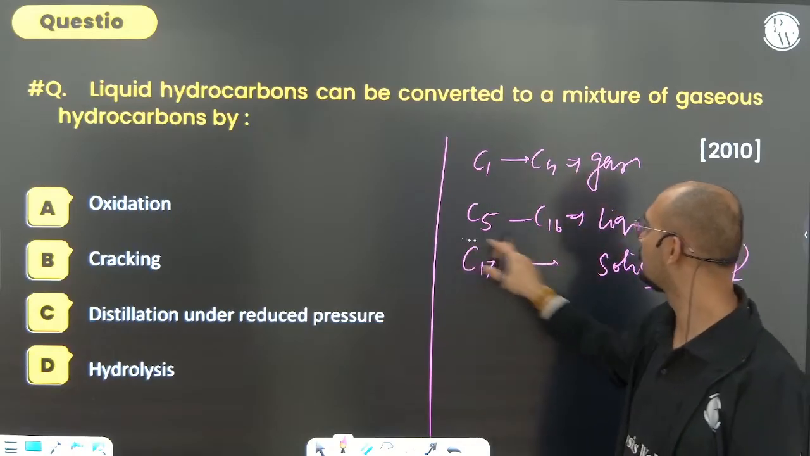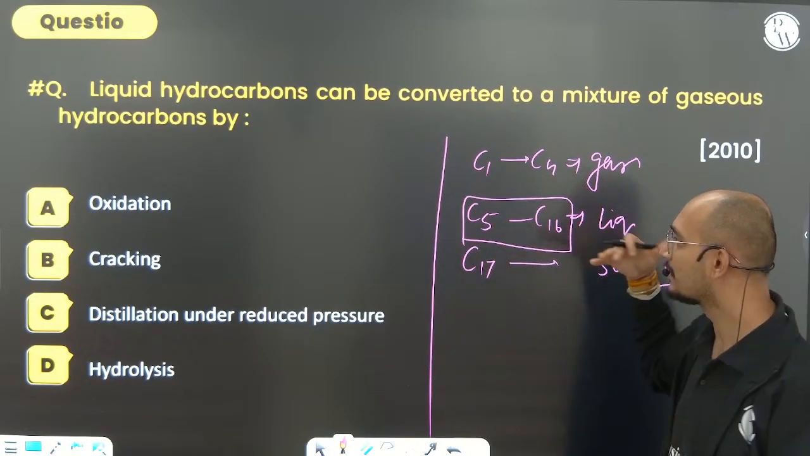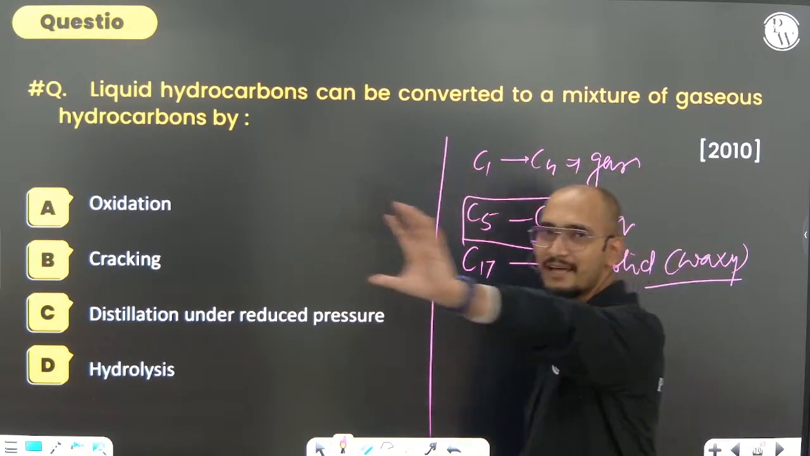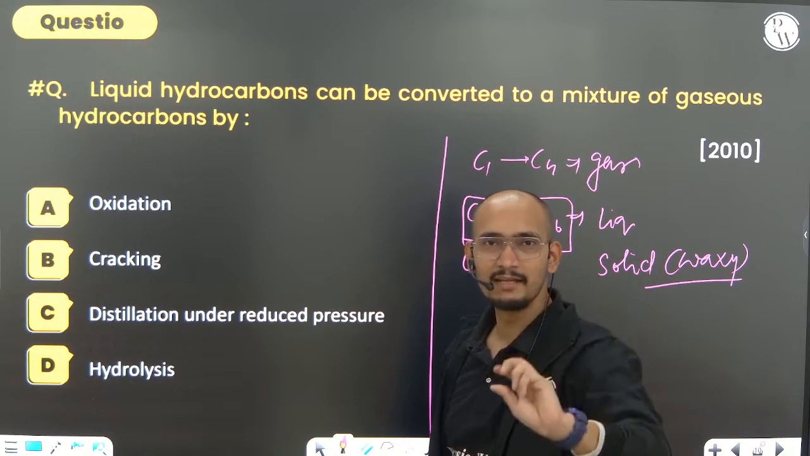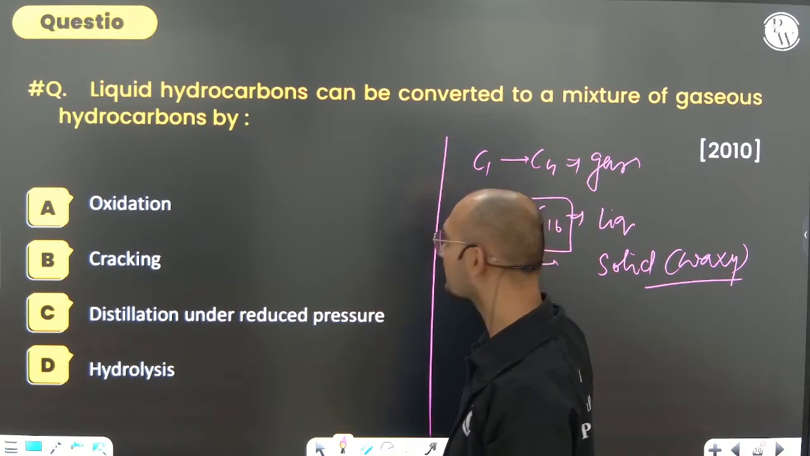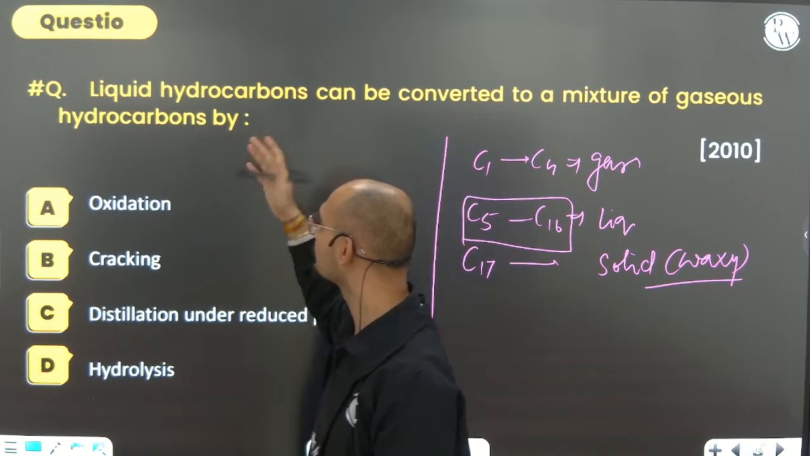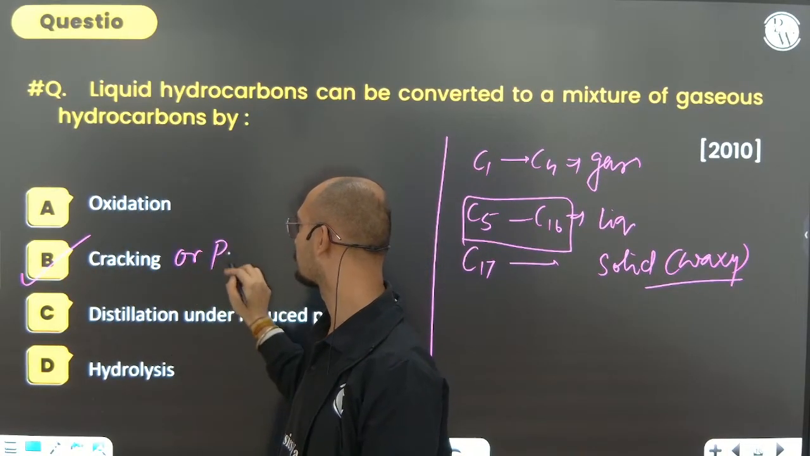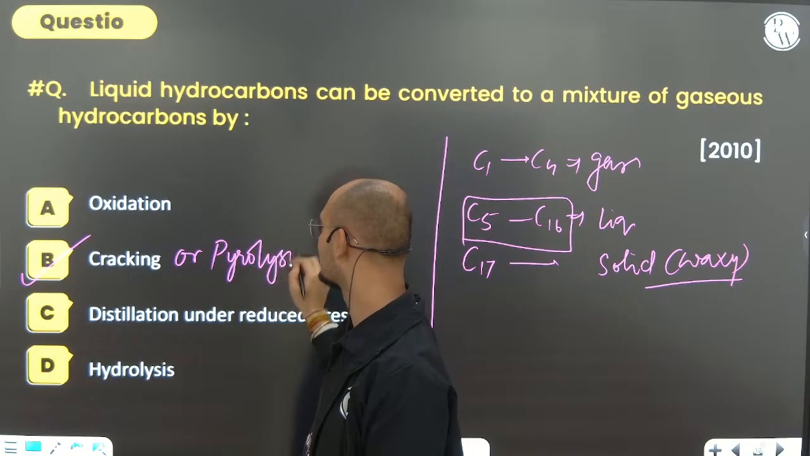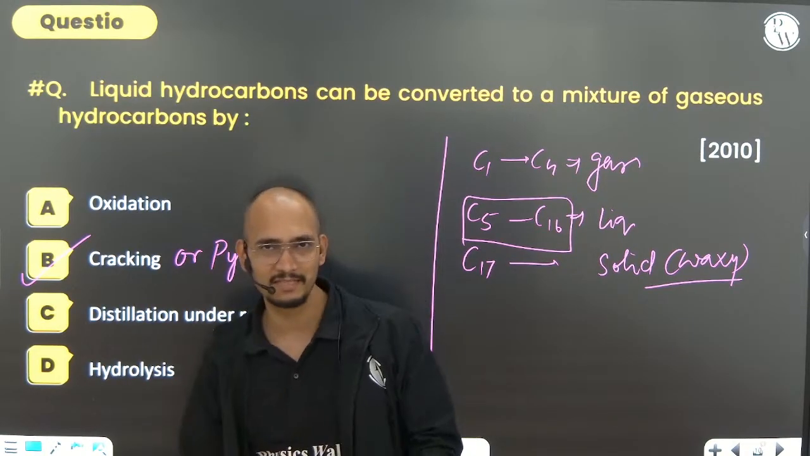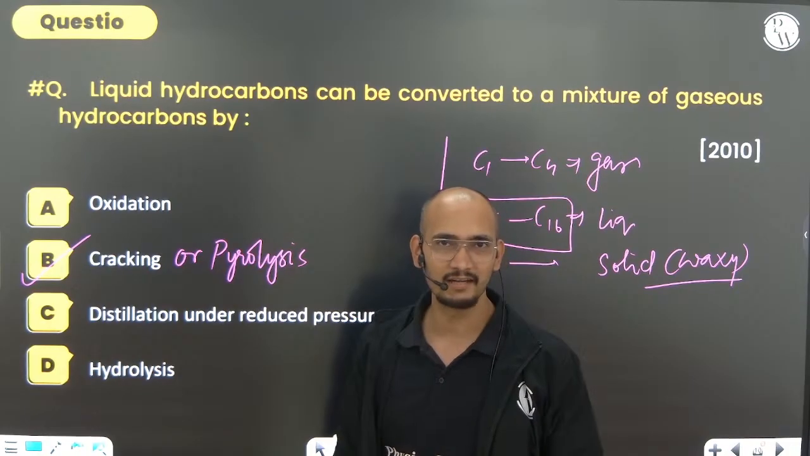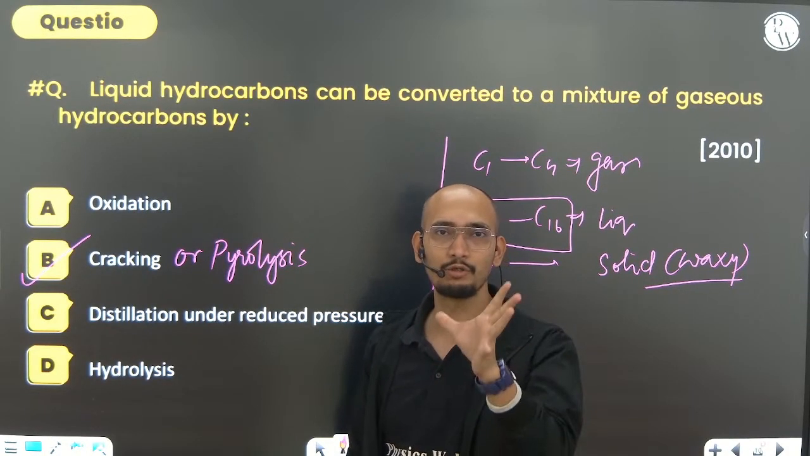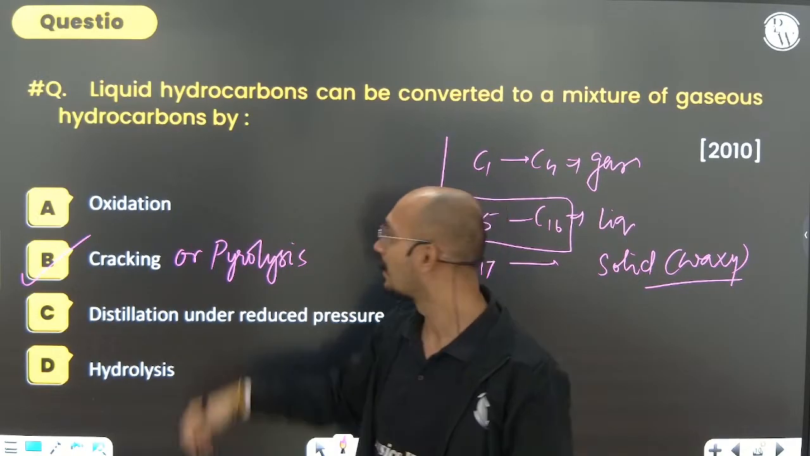What is there? If you take this part, what you have to do is break it into smaller ones. Basically, smaller ones are the gaseous ones, yes or no? Larger than these ones are liquid. So how do you break them into gaseous? This is something that is called cracking or pyrolysis. Cracking or pyrolysis. The name itself is telling that pyro means fire. So with the help of fire, or with the help of heat, you are going to crack or break something. How does this happen?